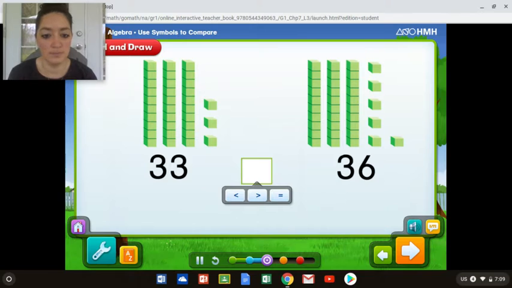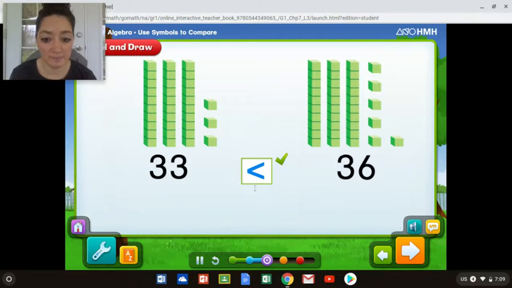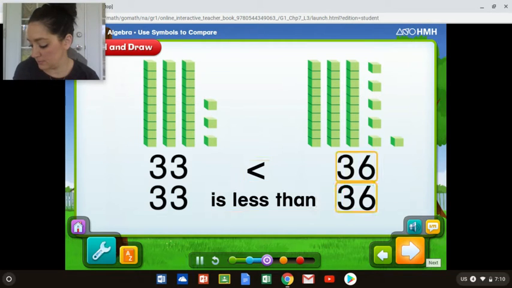Which symbol means less than? Okay, so think about this. We have 33. Is it less than, greater than, or equal to? So we need the arrow pointing to the 33 because it's the smallest. The arrow points to the number that's the smallest and opens up at the number that's the biggest. So let's look. That's right. The less than symbol always points to the number that's less. 33 is less than 36.